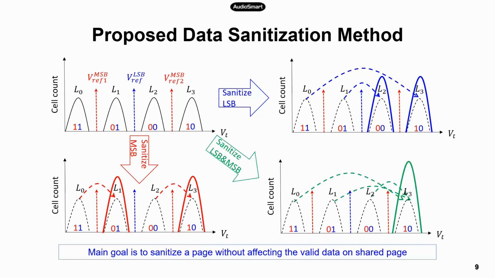The next option is to sanitize both LSB and MSB pages. This is easy. You want to get rid of both pages without performing an erase operation. What we can do is just move L0, L1, and L2 to L3. And if you zoom in and take a look at the logic, your LSB page will become R0 and MSB page will become R1. And this is the core idea of our proposed method.